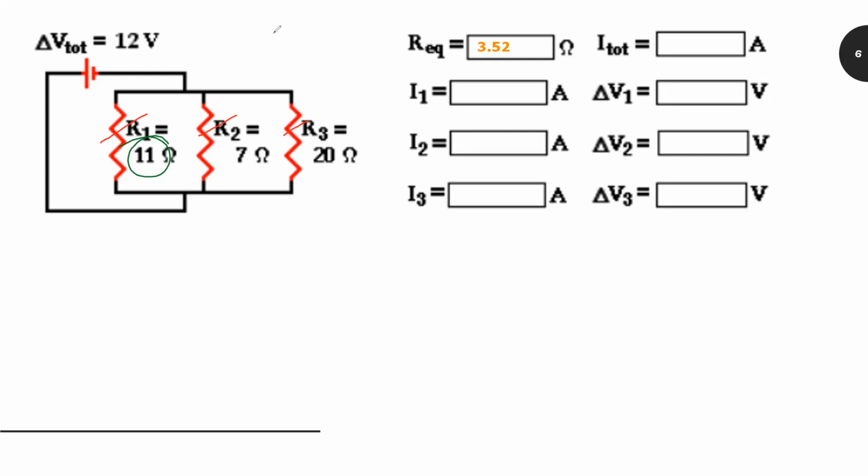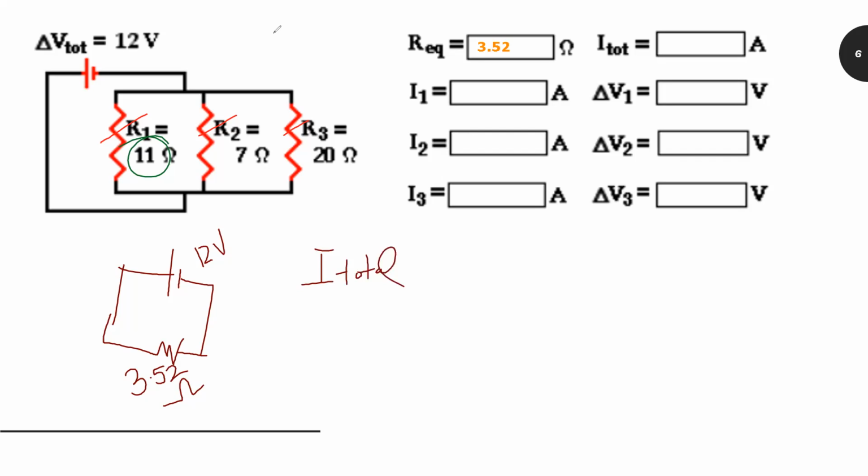Now, why do we need to find the equivalent resistance? In order to simplify my circuit and help me find the current that's passing through the circuit. So after you find the R equivalent, you have that the V total here is 12 volts and the R equivalent is 3.52 ohm. If you have the total voltage and the total resistance, you can find the total current. That's why I simplified them, in order to find the I total.